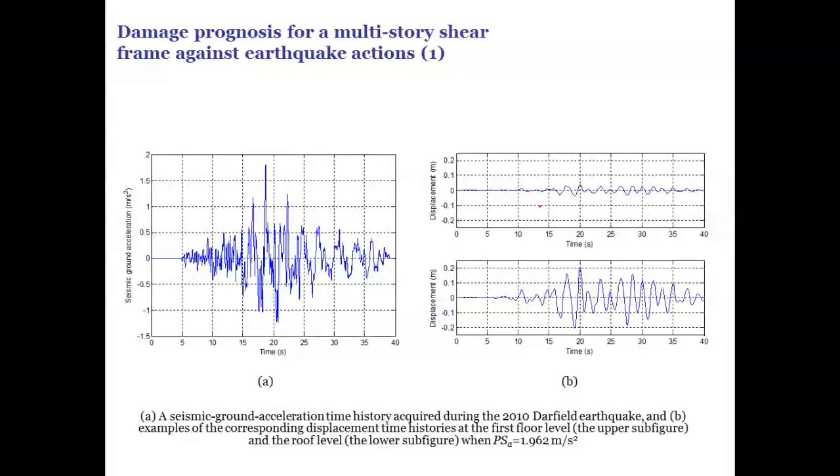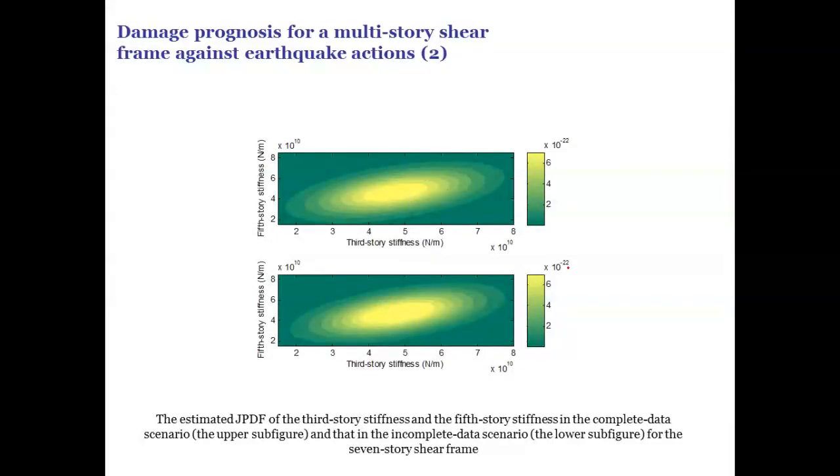So I think this one is the displacement time history obtained at the first floor level, and this one shows the displacement time history obtained at the roof level. You can see at the roof level we have larger displacement in general. All right, so our objective is to carry out the damage prognosis for this 7-story building. This is the result.